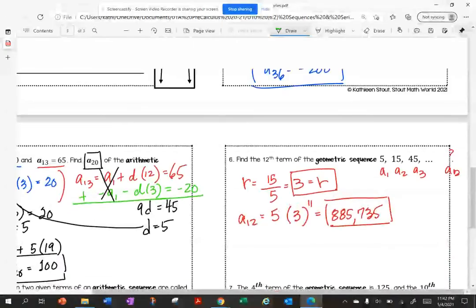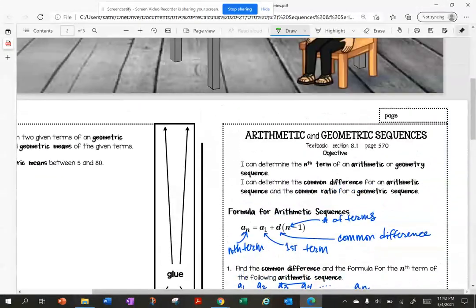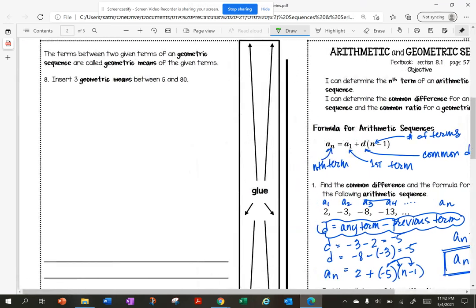Okay, my last example. The terms between two given terms of a geometric sequence are called the geometric means. So I want to insert 3 geometric means between 5 and 80. So here's 5 and 1, 2, 3. Here's 80. So here's my first term, second term, third term, fourth term, fifth term.